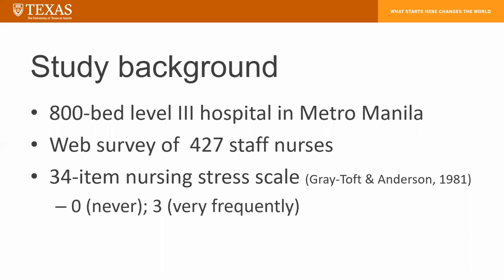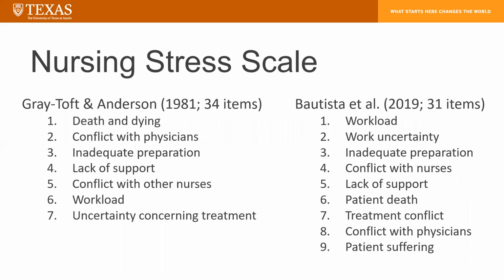And we asked them to answer a series of questionnaires. One of the questionnaires included is the 34-item nursing stress scale. So we asked them specific questions about stressors, and whether that occurred from never to very frequently. If you're interested, you can look at the paper. But in general, the 34-item nursing stress scale points to 7 stressors. Based on the analysis that we did, we found that instead of 34 items, only 31 items are applicable in the Philippines. And the number of factors is different from the original to the actual study.